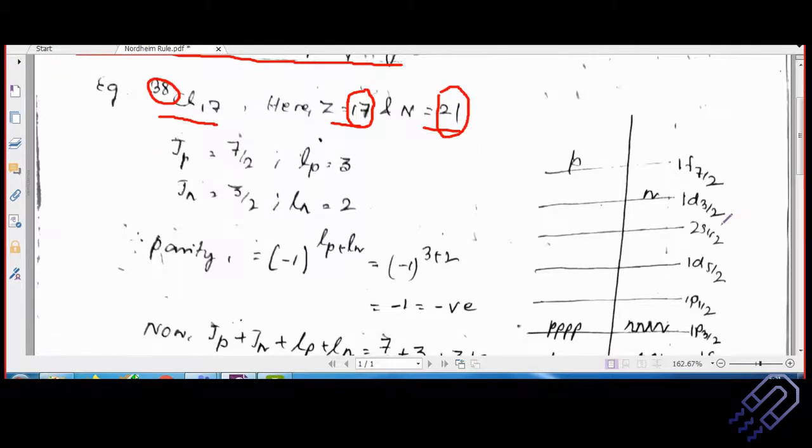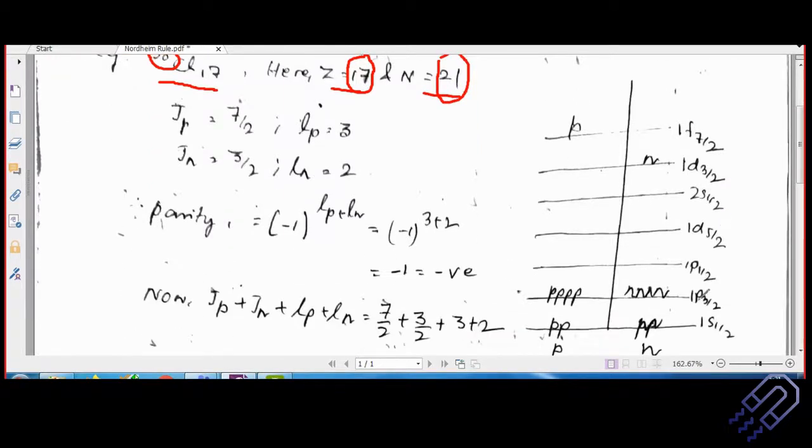Let's try to fill the energy levels. For the protons, you can do all the filling up, and then finally you see that there is a proton which is alone at 1f7/2. During your exam, please don't leave a gap in between and write a P there. Just try to fill it up like whatever I have done. I don't think it's a very difficult task. You already know it, and that is the number of protons.